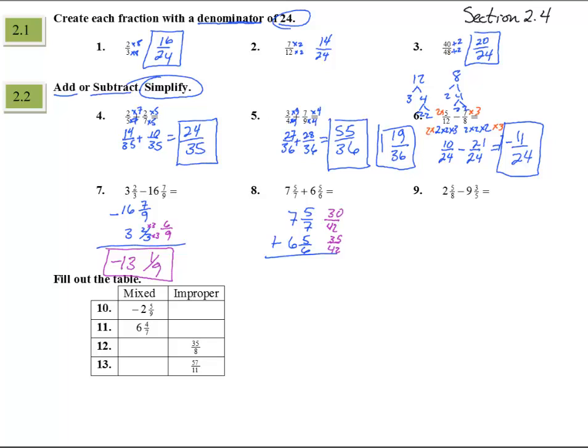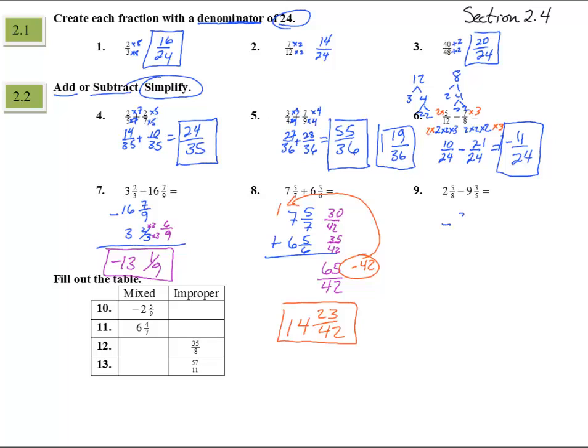Okay, so we get 30 plus 35, that's 65 42nds, which means we can take 42 of those away, and that creates a whole 1. So we're left with 23 42nds. And 1 plus 7 is 8, plus 6 is 14. 14 and 23 42nds. Okay, next one, number 9.